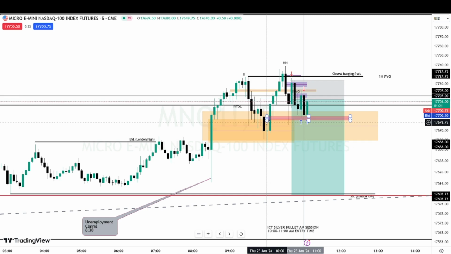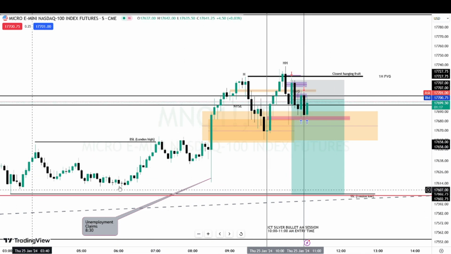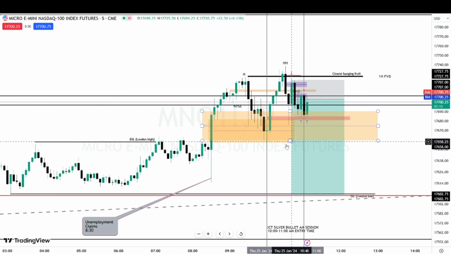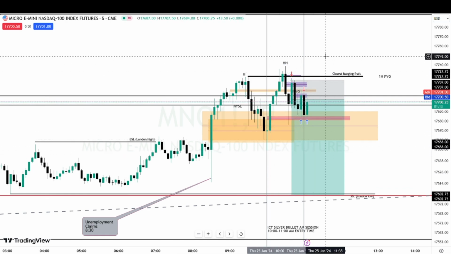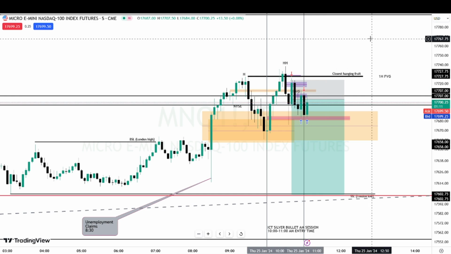This is why I love the AM session, because the others are just one shot to the move. But with an AM session, you can get the bounce, bounce, bounce. You see, even if you are against the buyers, you are likely to get the closest hanging fruit right there.